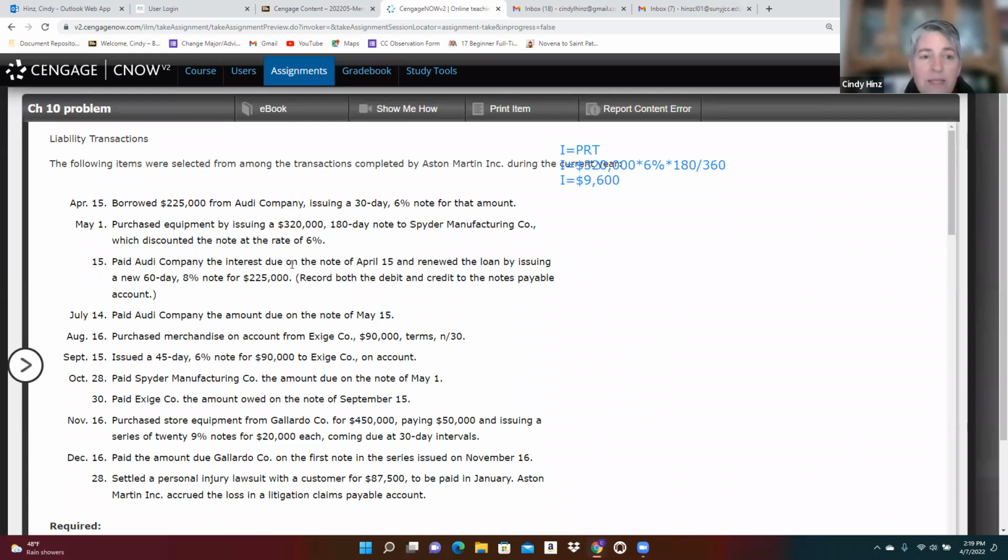Now it's 30 days since we made that note to Audi Company, and we need to pay that note. It's due, but we don't have the cash apparently to pay it yet. And so we're just going to pay the interest on the note and then basically reissue the note, extend it for another 60 days. And you'll notice the interest rate we are now paying is 8%.